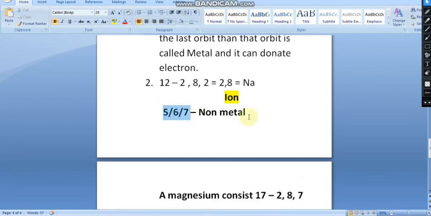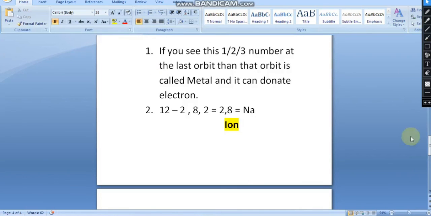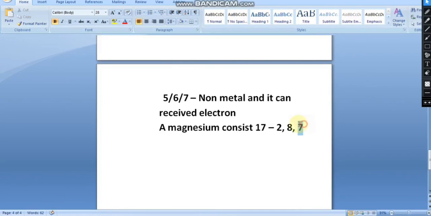So here you can see that from our statement it is written that if the last orbit is 5, 6 or 7, it can receive. It is called non-metal and it can receive electrons. Now you can see that the last orbit is 7.